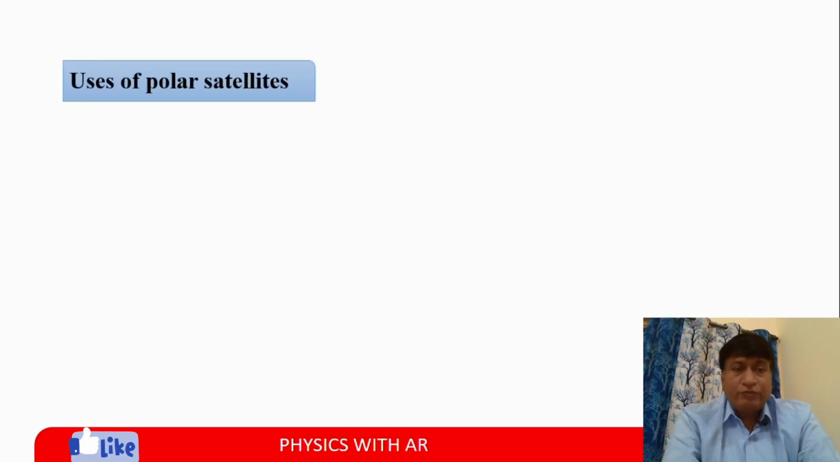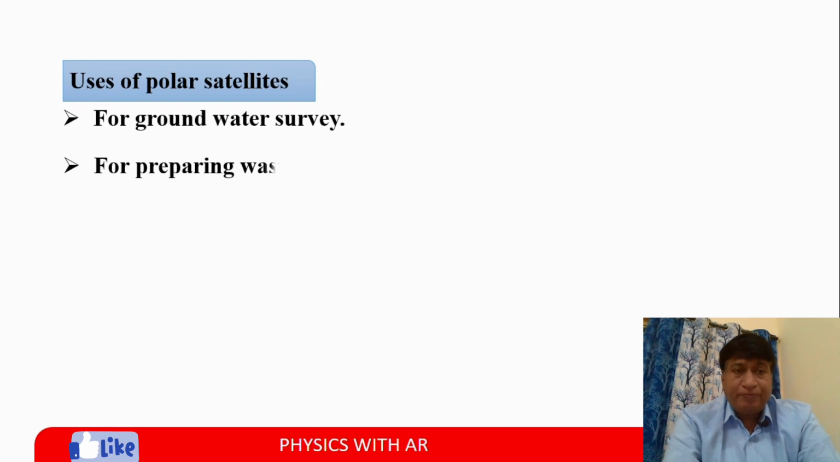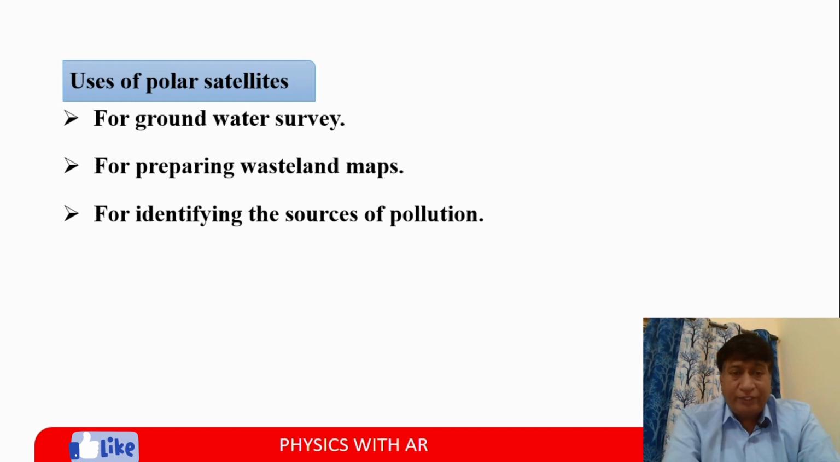Uses of polar satellites: for groundwater surveys, for preparing wasteland maps, and to identify the source of pollution, how much pollution is there. Sometimes you can see that in some places like Delhi, pollution is more, and how they can detect that is with the help of these polar satellites.